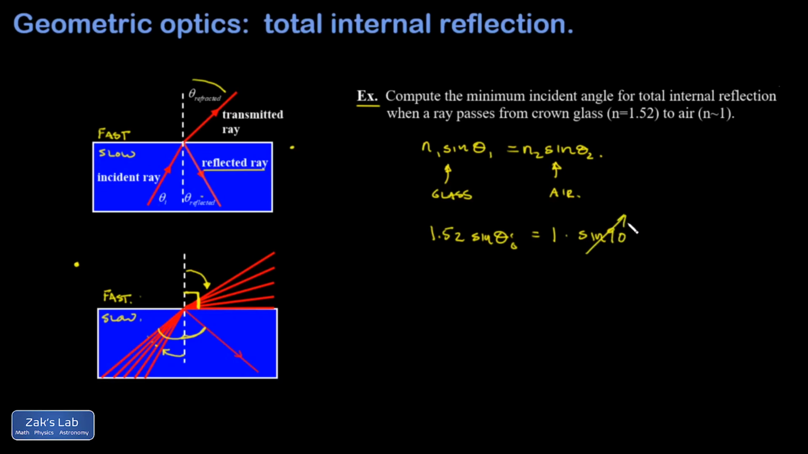Well, the sine of 90 is 1. Solving for theta incident, I divide by 1.52 and invert the sine function, and I have the inverse sine of 1 over 1.52. And I get an incident angle of 41.1 degrees, so anything bigger than that, and you're going to have total internal reflection. No light escapes the material at angles this shallow.